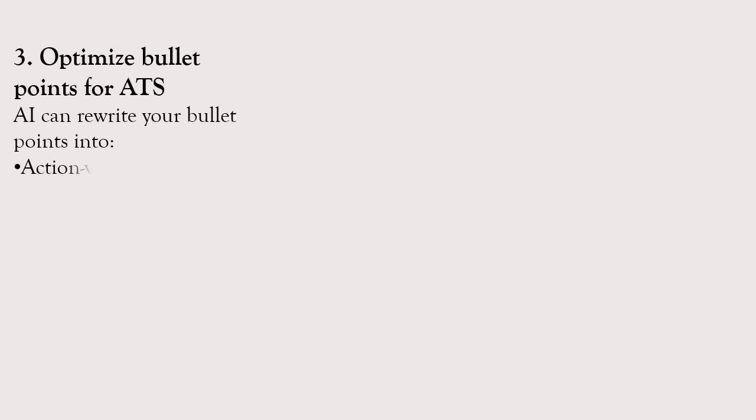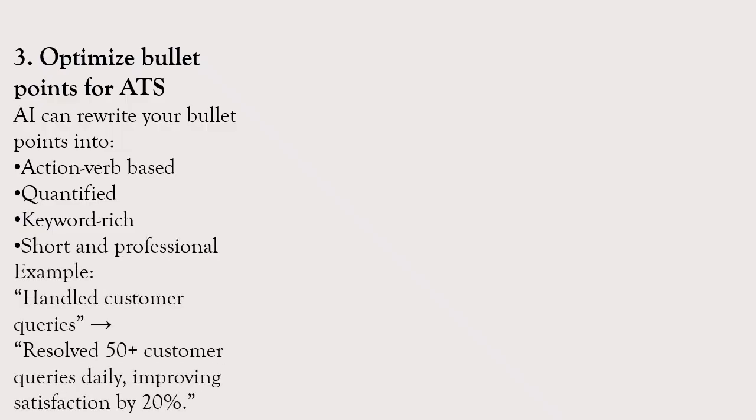Then we can also do bullet points for ATS. So AI can rewrite your bullet points to be action verb based, quantified, keyword rich, short and professional. Example: instead of "handled customer queries," you can write "resolved 50 plus customer queries daily, which improved satisfaction by 20%." So this is how we can make certain changes.